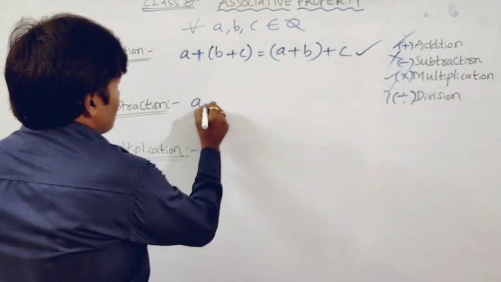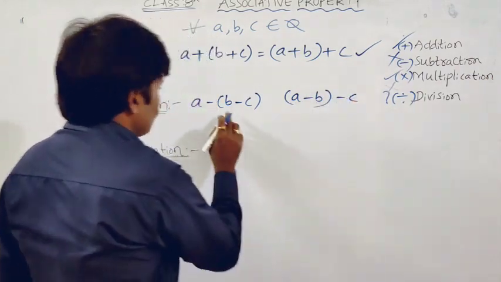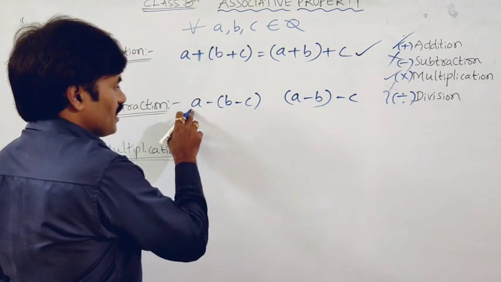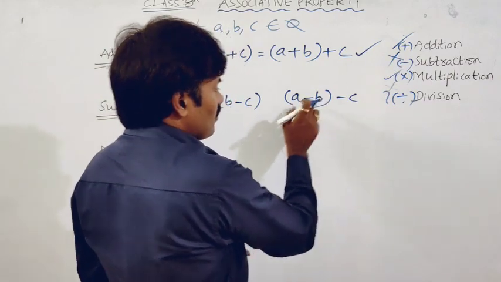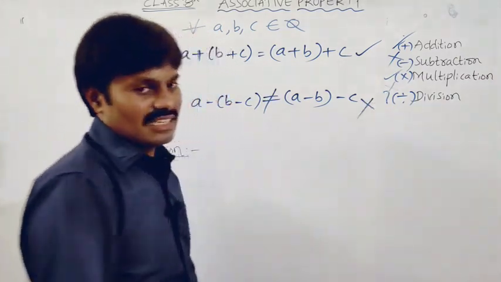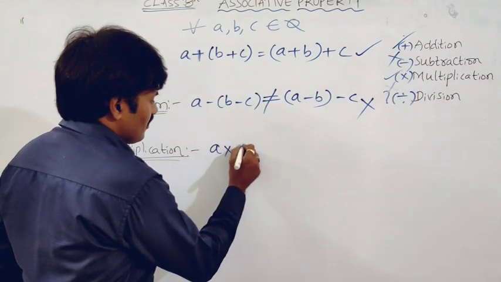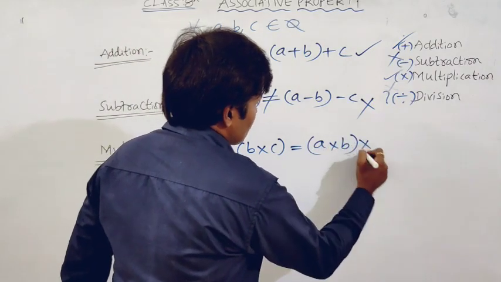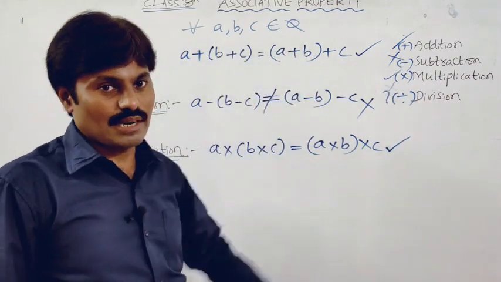And in the case of subtraction, A minus of B minus C and A minus B minus C. In the first, I subtracted the second and third, then that difference I subtracted from A. Here I subtracted the first two, then I subtract the third number from this difference. But I got unequal results, so it is not satisfying. Subtraction is not associative in the set of rational numbers. And multiplication can be written like this: A into B into C is equal to A into B into C. It is verified. ABC are any three rational numbers.